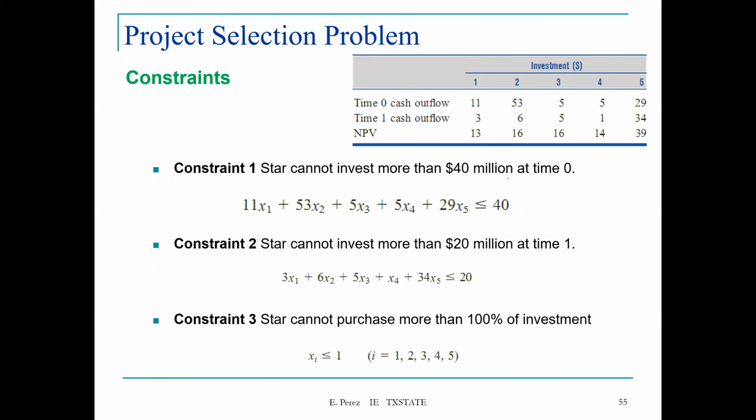So the first constraint is going to use the cash outflow for time zero for each one of the investments. So we know that Star Oil cannot invest more than 40 million at time zero. So the summation of the cash outflow for year 0 has to be less than or equal to 40. So now you have to decide which investment you're going to pursue. You remember this could be fractional values, and the net present values will also be adjusted based on that fractional value if you end up purchasing not the whole thing, but a fractional amount of the investment.